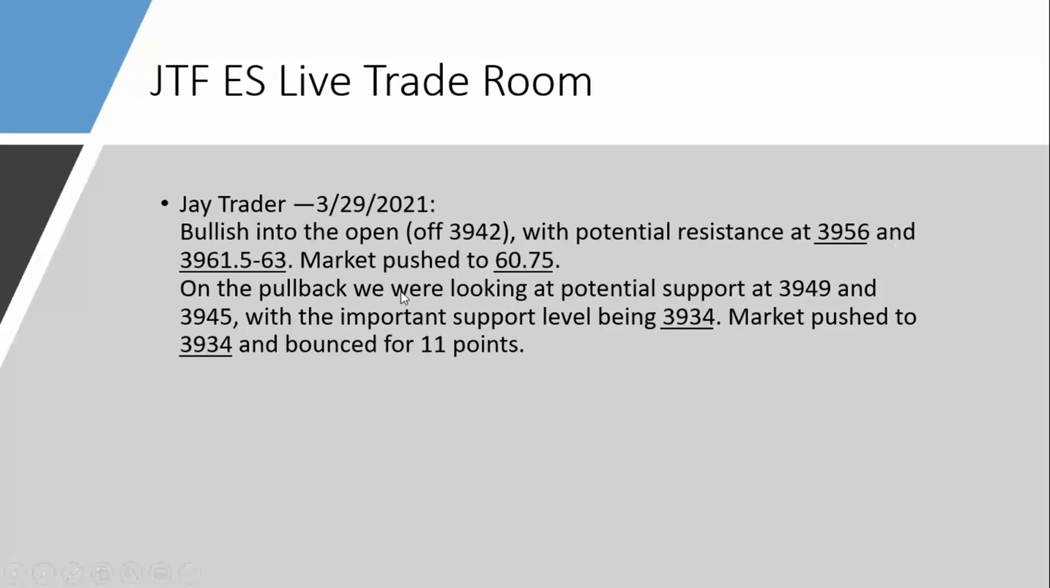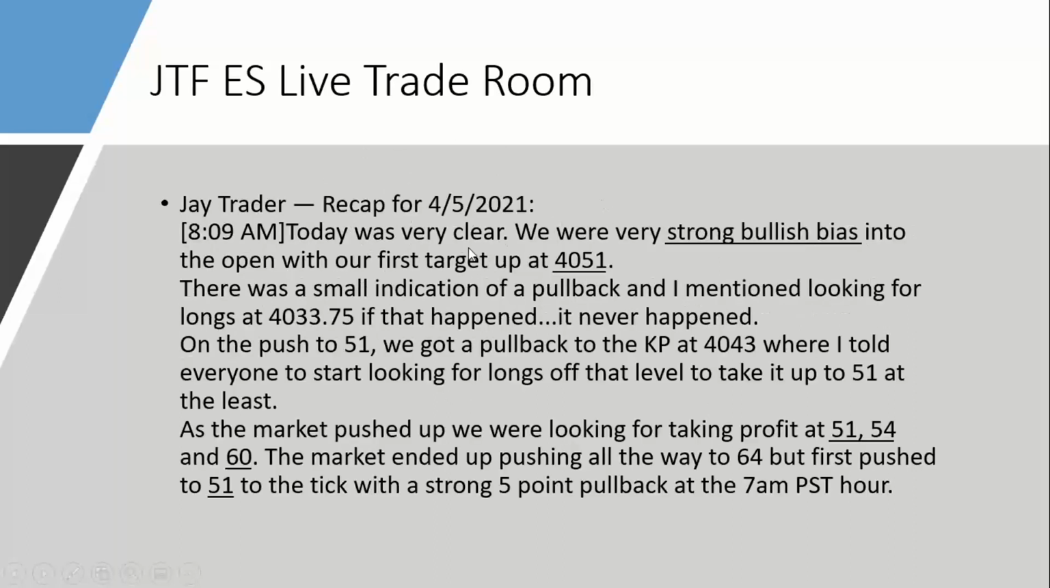And then on the pullback, we were looking at potential support at 49 and 45. But I remember mentioning this in the room, and I had it marked on the chart. 39.34 was the main area we were looking for. I just said that there could be a potential for there to be a reaction at these two levels, but ultimately 39.34 was the level. And sure enough, market pushed to the tick to 34 and bounced for 11 points. And so that's just another example of what happened.